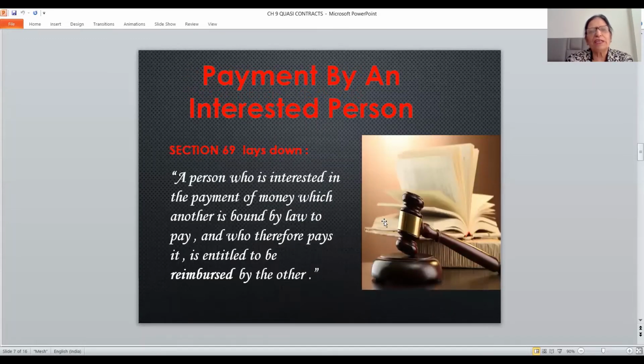Now, the second point is payment made by an interested person. Section 69 provides that a person who is interested in the payment of money which another is bound by law to pay, and who therefore pays it, is entitled to be reimbursed by the other. If any person who is interested in the payment makes a payment on behalf of someone, then it becomes a duty of the person on whose behalf the money has been paid. He must reimburse, he must refund this money to the person who has paid.